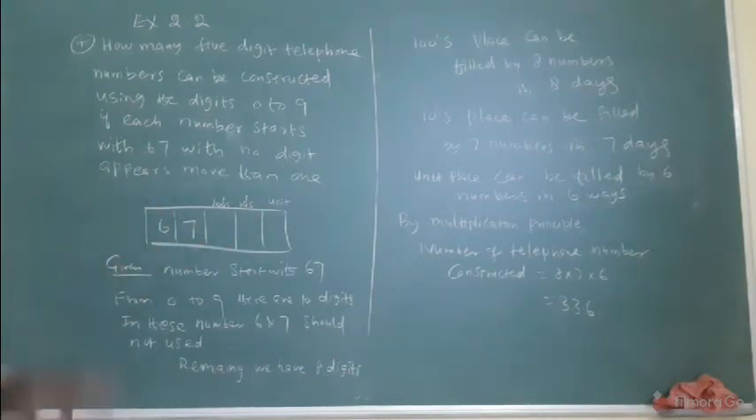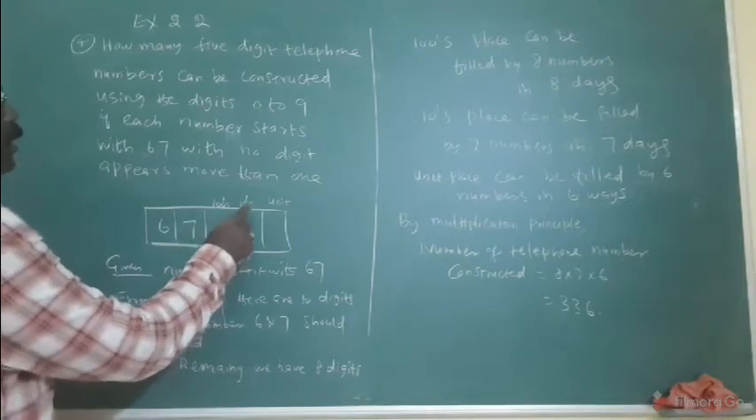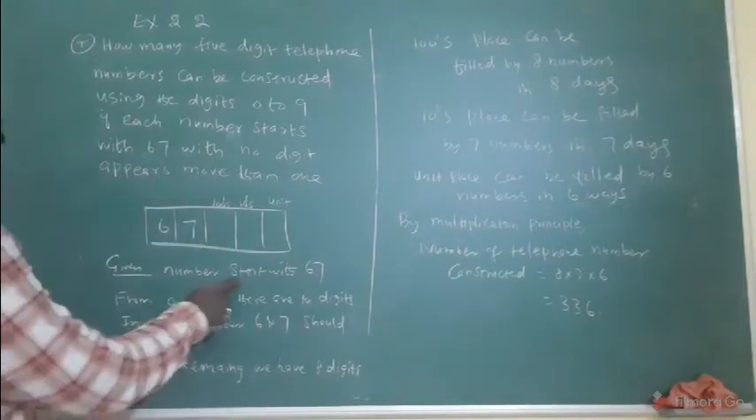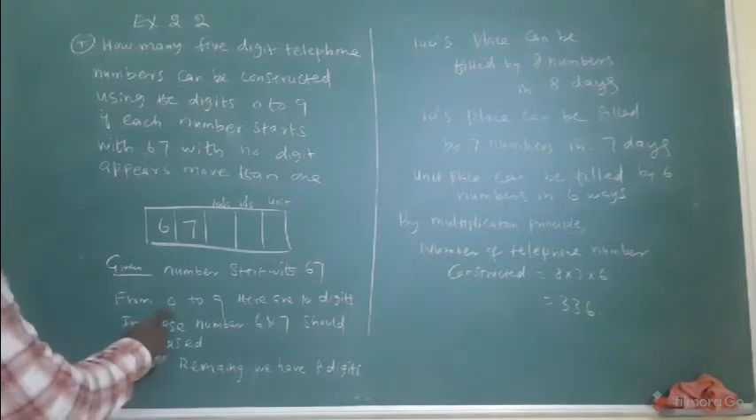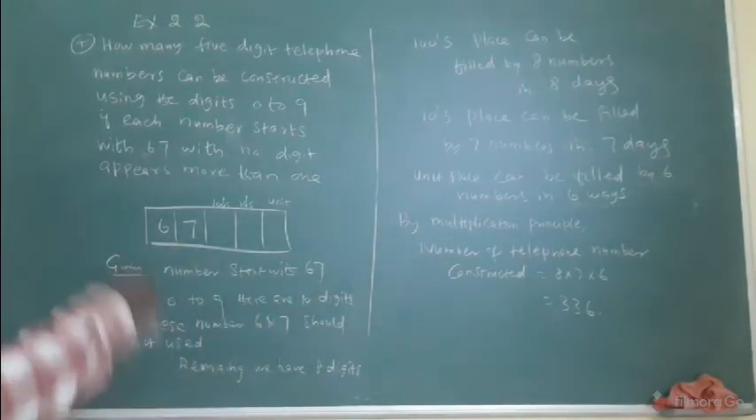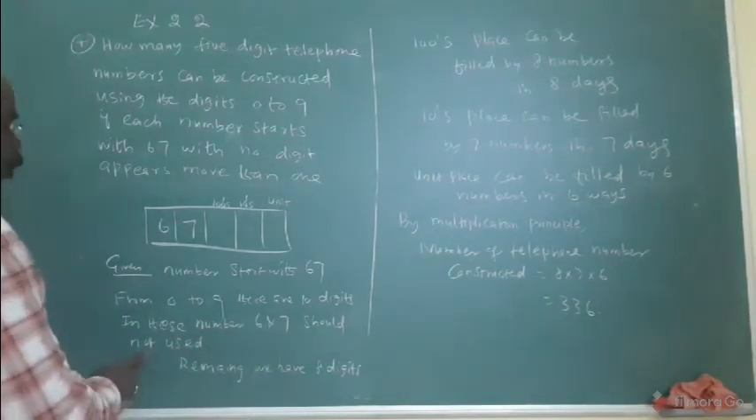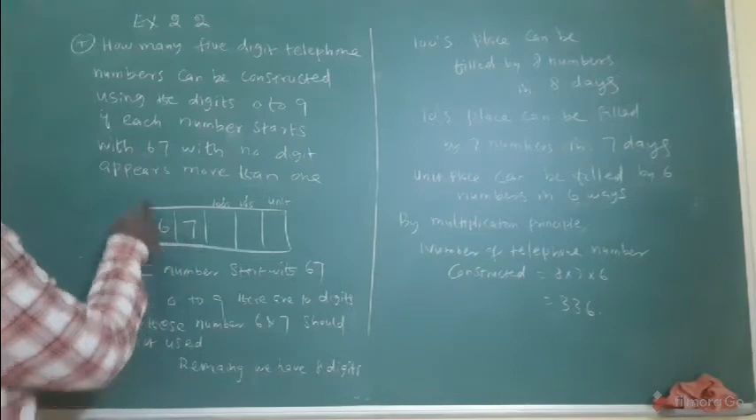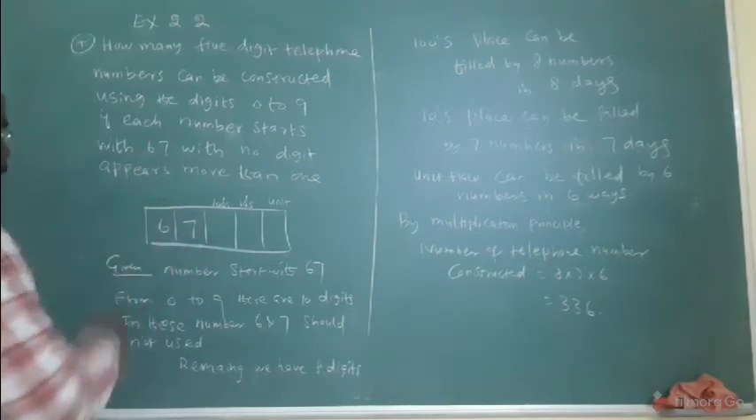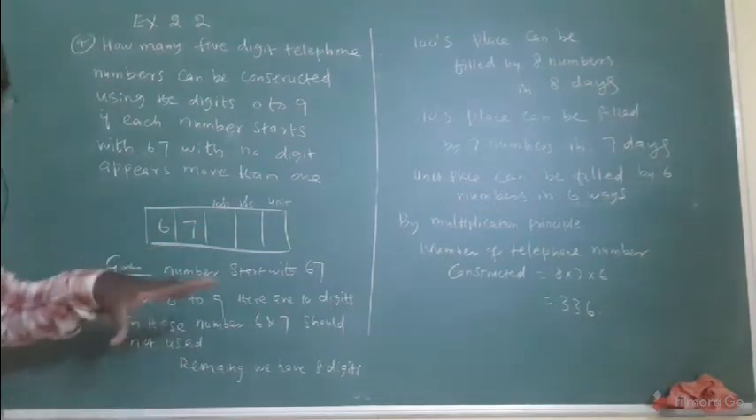Am I right? Now, we want to construct the 100th place, 10th place, unit place, but the numbers start with 67. From 0 to 9, there are 10 digits totally. We have 10 numbers. In this, 6 and 7 should not be used again. What is the reason? Because the number already starts with 67. 6, 7 are already used. Remaining we have 8 digits. Am I right? Remaining 8 numbers are there.